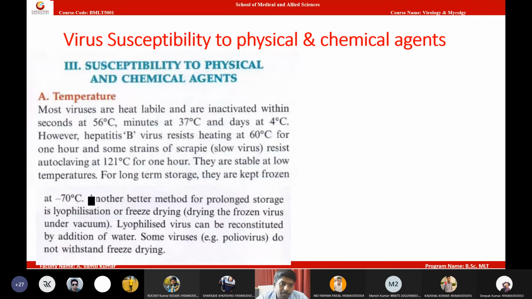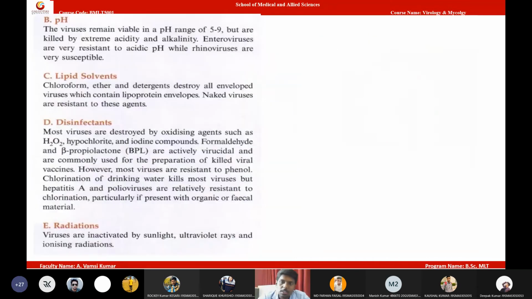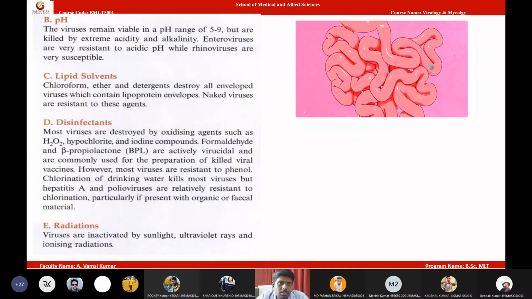At minus 70 degrees centigrade, you can store viruses for a very long period of time. Enveloped viruses can be killed by using alcohol reagents, whereas non-enveloped viruses cannot be killed by alcohols. They need to be sterilized. Viruses can survive in the range of 5 to 9 pH. So 5 pH viruses are enteroviruses, whereas 9 pH viruses are usually normal common viruses.